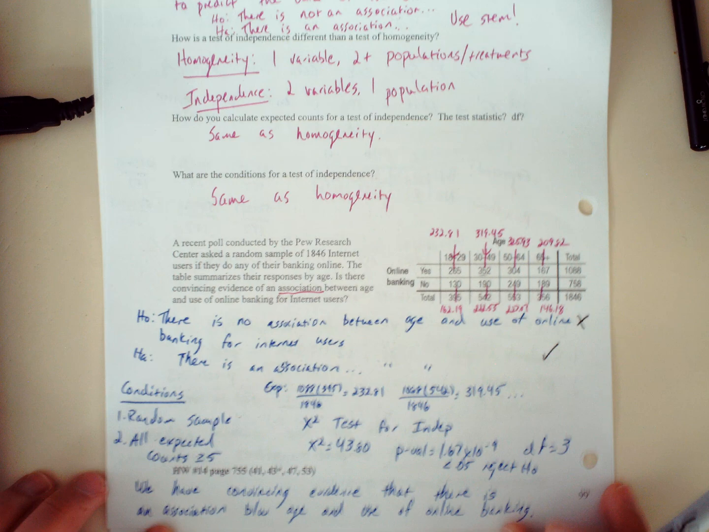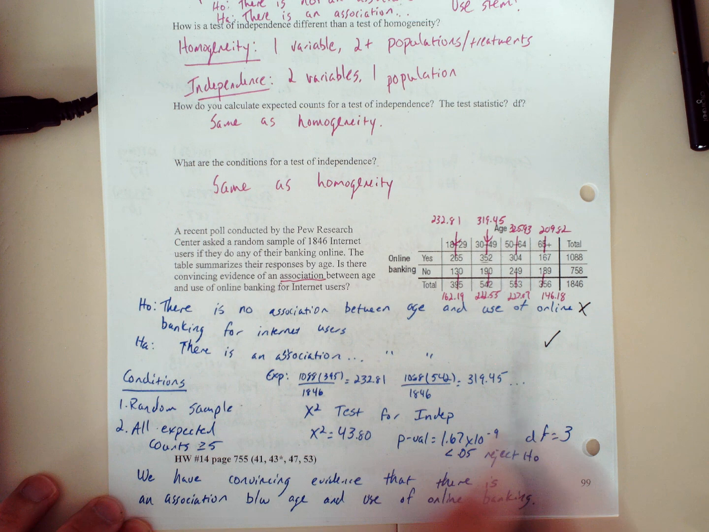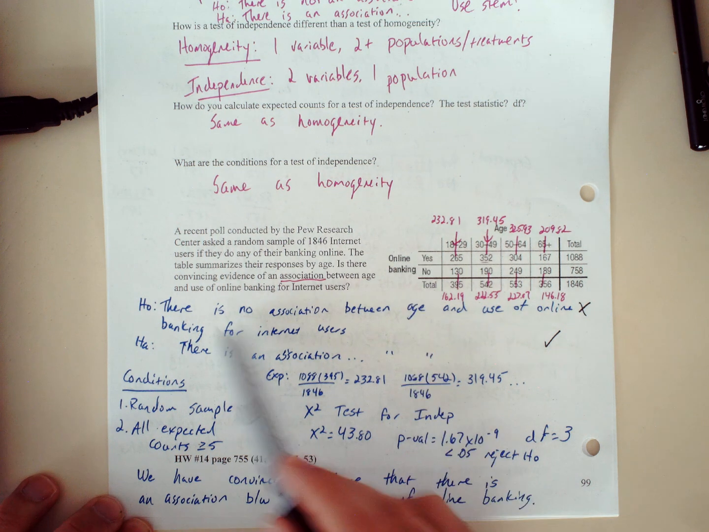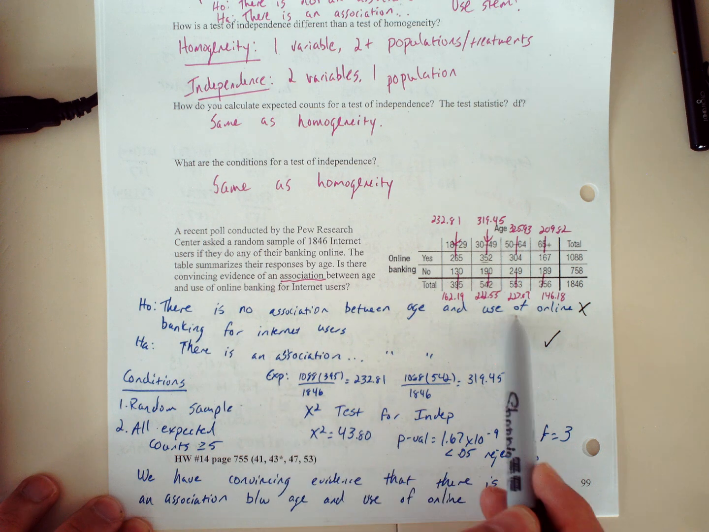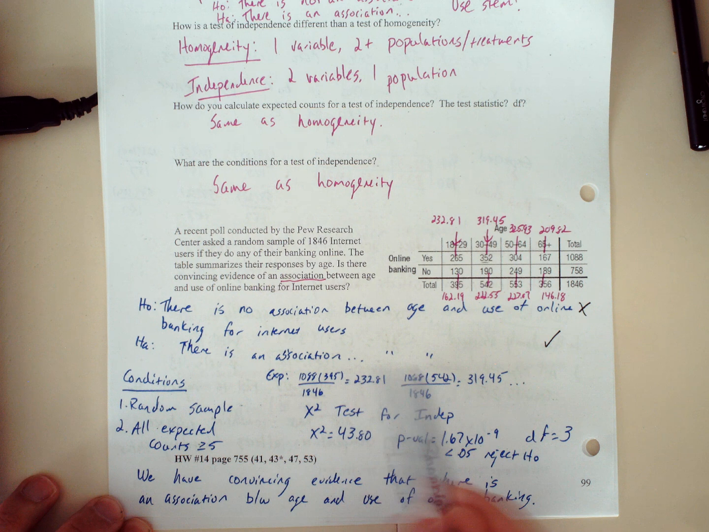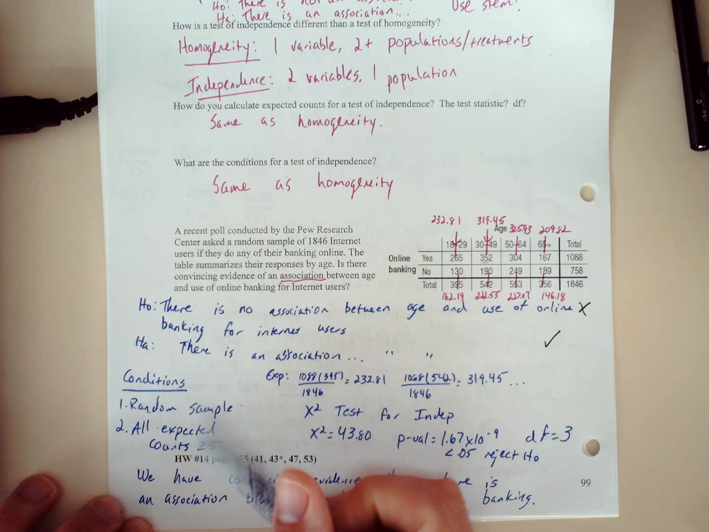So I'm not going to go through this example down here, but you can write it in the notes if you would like to. All right? But this one deals with, is there an association between age and online banking? So null hypothesis, there is no association between age and online banking. Alternative, there is an association between age and online banking. You go through the exact same process, okay?